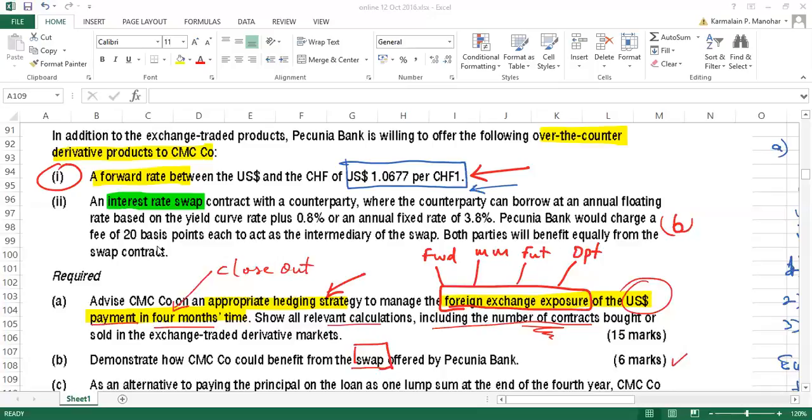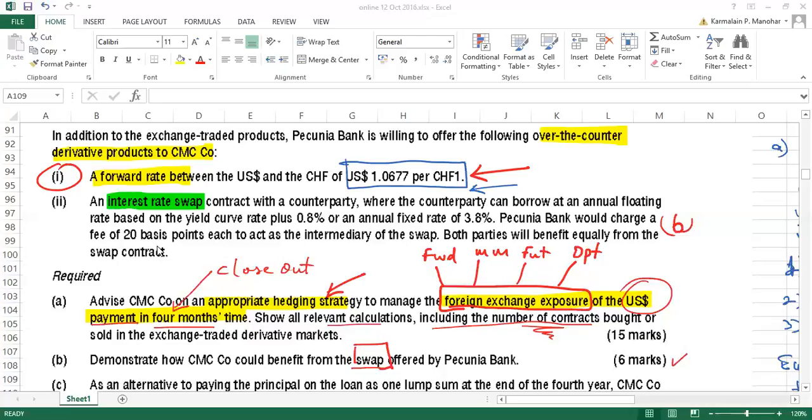The total fee, if we charge 20 on both parties, could somebody let me know what the total fee will be? Come on, Kinesia. We're not here just to listen. Unless she ran away for midnight snacks. 40. Thank you very much.